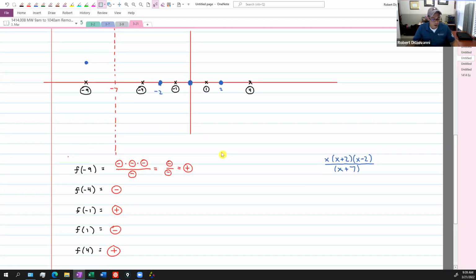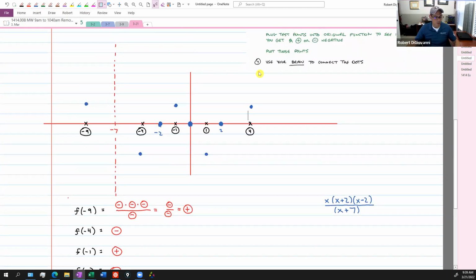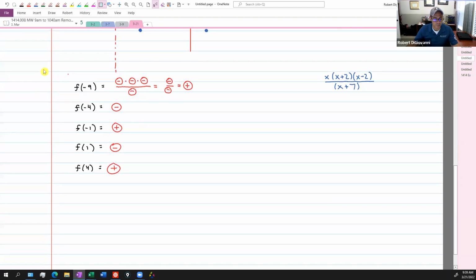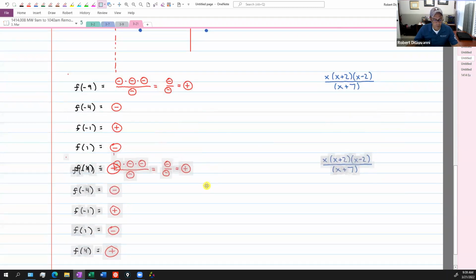All right, so let me do this. At -9, I put a dot above. At -4, I put a dot below. At -1, I put a dot above. At 1, I put a dot below. And at 4, I put a dot above. Questions? You okay?